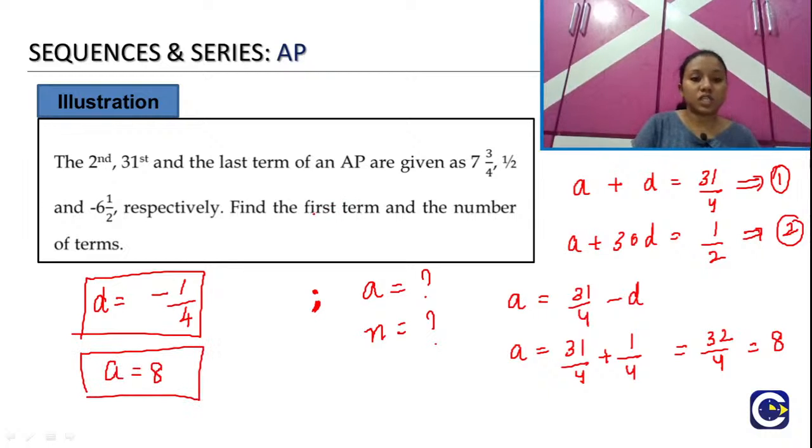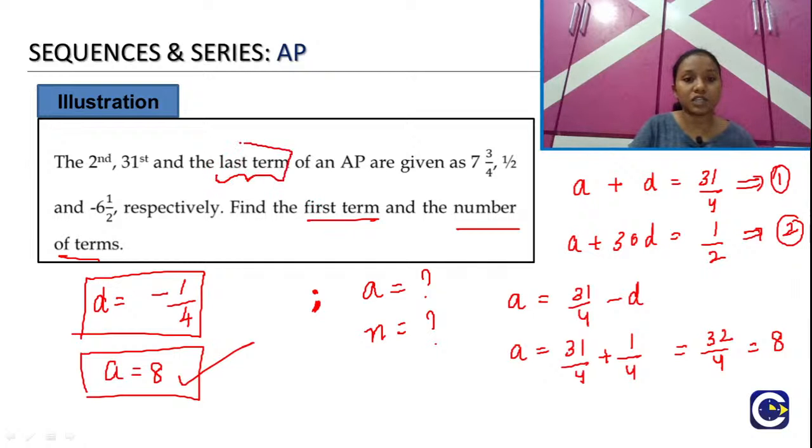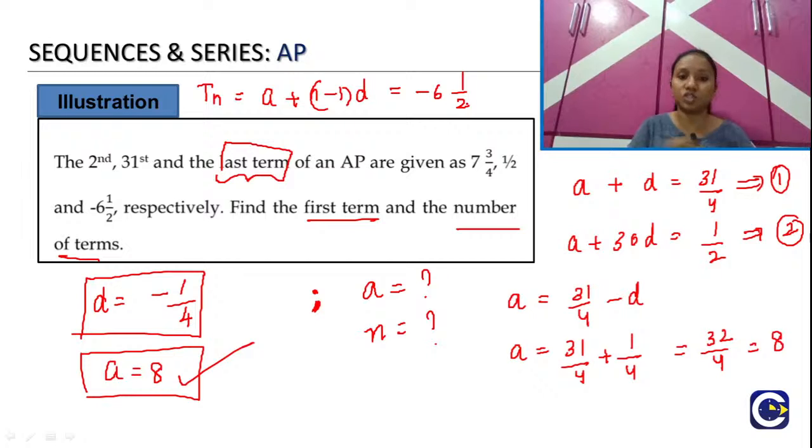So according to the question, we have to find the first term, which is a. We have already found out that it is equal to 8. Along with that, we have to even determine the number of terms. So for that, we have to use the last information which is given, that is the last term. So the last term here, that is Tn, will be equal to a plus n minus 1 d, which is given as minus 6 1 by 2.